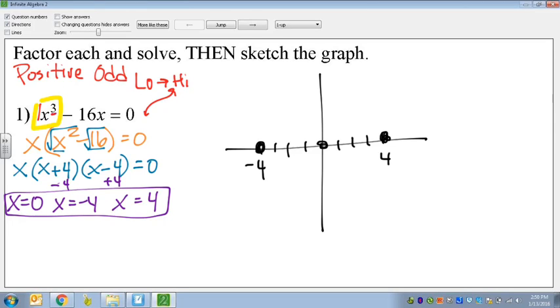Okay, the last thing I'm going to determine is how many turns this graph takes. Because you know how with polynomials, it goes up and down, it can go up and down so many times. The way you determine how many times is you look at the highest exponent, 3. And the number of turns it will take is 1 less than 3. So my graph's going to take 2 turns.